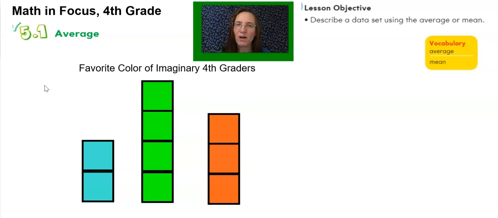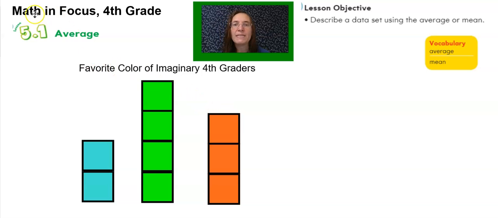For an example, I have created a little graph here of the favorite color of some imaginary fourth graders. 2 of them liked blue, 4 of them liked neon green, and 3 of them liked orange the best. You can see that the different colors are not even. The blue one is 2 less than the green, and the green is 1 more than the orange. They're not even. But what if they were?